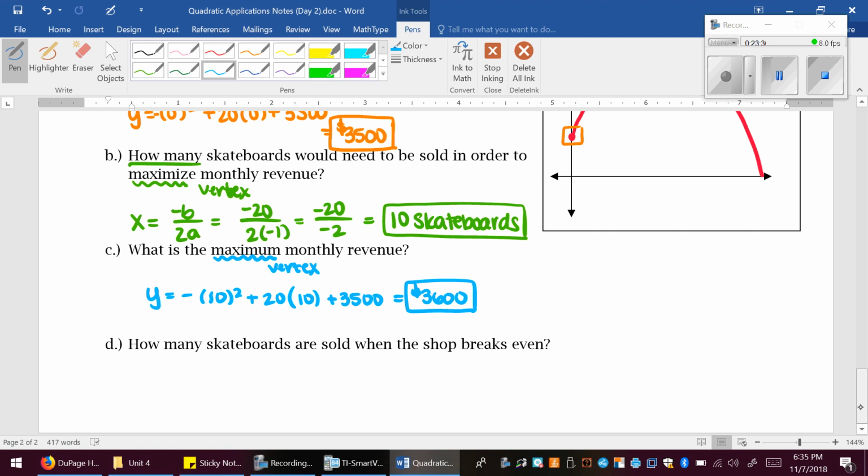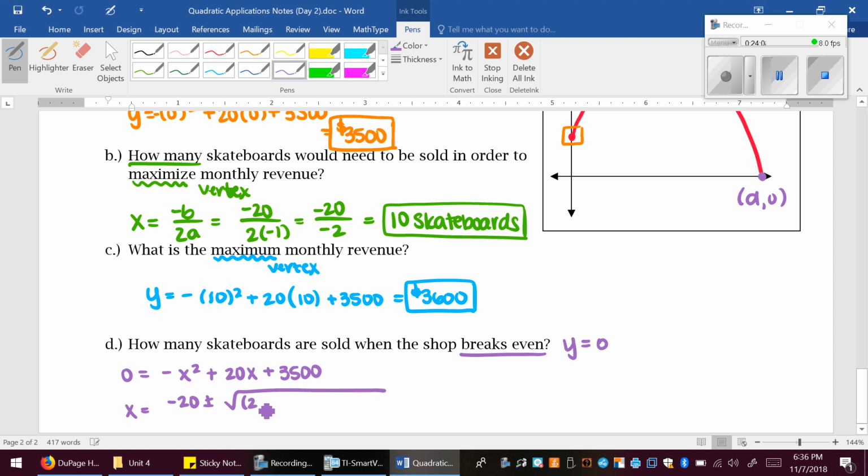D says, how many skateboards are sold when the shop breaks even? So if a shop is breaking even, that means they're not making money, but they're also not losing money. So the revenue, or the y value, is 0. What I'm looking for in this one is the x-intercept. If I set my equation equal to 0, I'm going to use the quadratic formula to solve. So the opposite of 20 plus or minus the square root of 20 squared minus 4 times a times c, all over 2 times a.